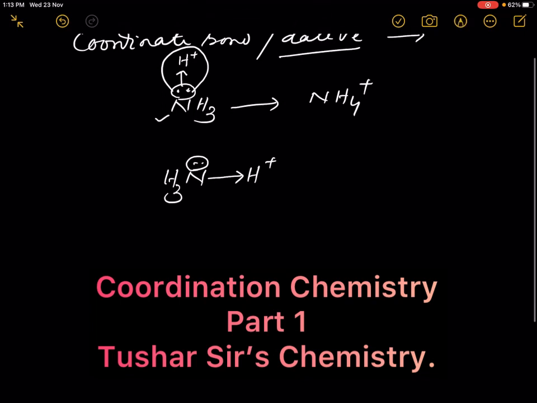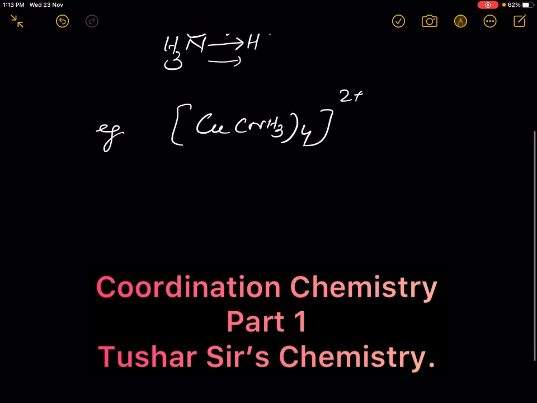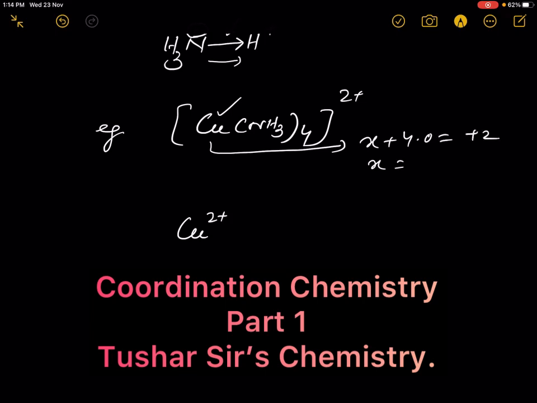So in coordination compounds you'll find bonds like coordinate bonds between the central metal atom or ion and ligands. Let us take an example, Cu(NH3)4 2+. You see this Cu is Cu2+. Oxidation number of Cu is x + 4 × 0 = +2, and x is found to be +2. So this 2+ is the charge on copper.